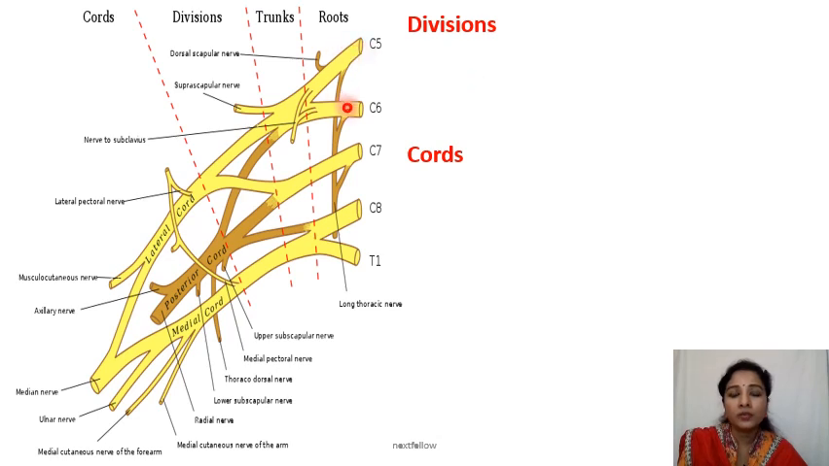So the roots will join to form the trunks. There are three trunks: upper trunk, middle trunk and lower trunk. The upper trunk is formed by C5, C6, which join to form the upper trunk. C7 continues to form the middle trunk, and C8 and T1 join to form the lower trunk.